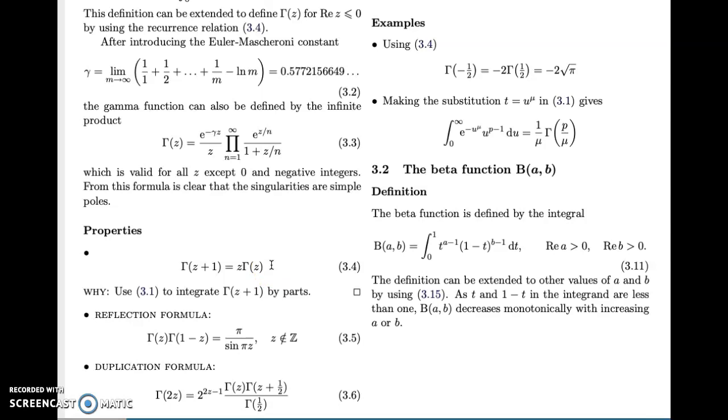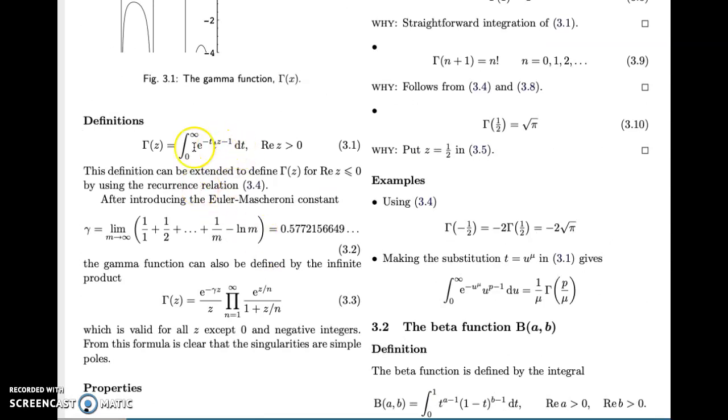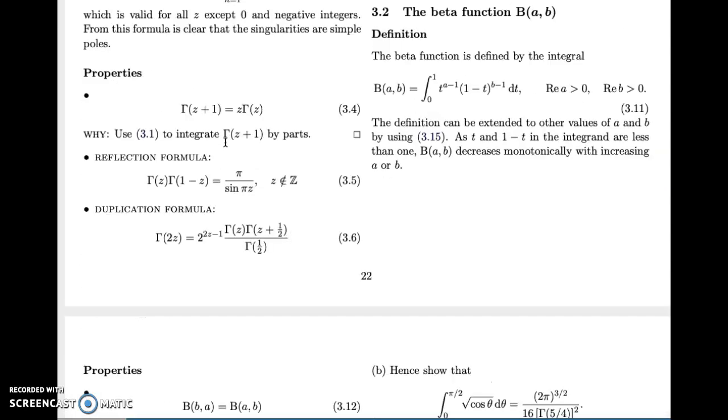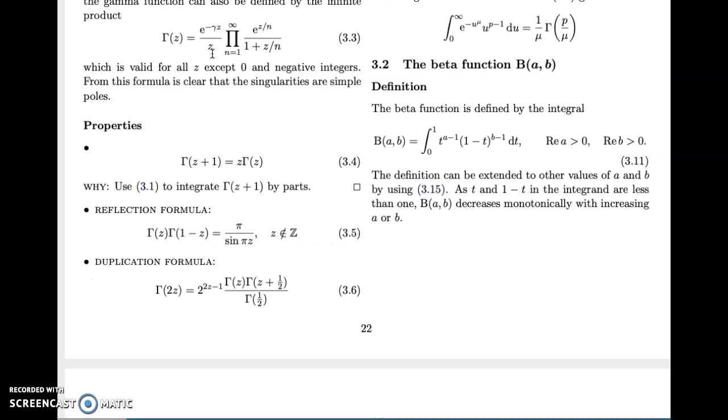To see this, it's very straightforward. All you do is you put z equals n plus 1 in here. So you replace this by z plus 1 and you replace this by z, and then you integrate by parts. So you want to integrate the e to the minus t, and you differentiate the t to the z to give you t to the z minus 1, which will end up being gamma z. So it's very straightforward to do.